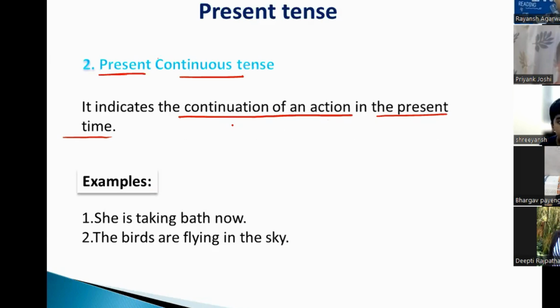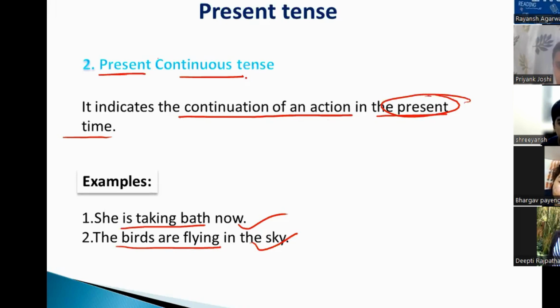Like, I'm singing a song. She is taking a bath now. The birds are flying in the sky. So all these represent actions that are happening in the present time, that are continuing in the present time. Okay, got it, everyone?